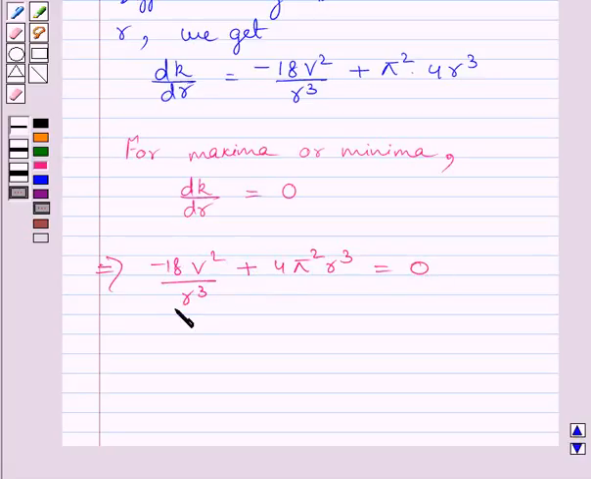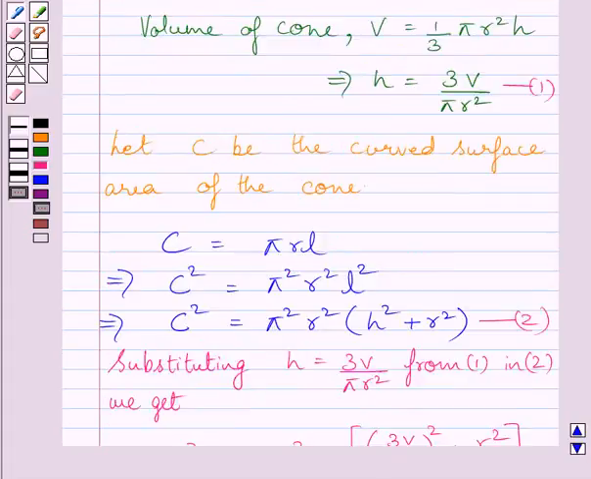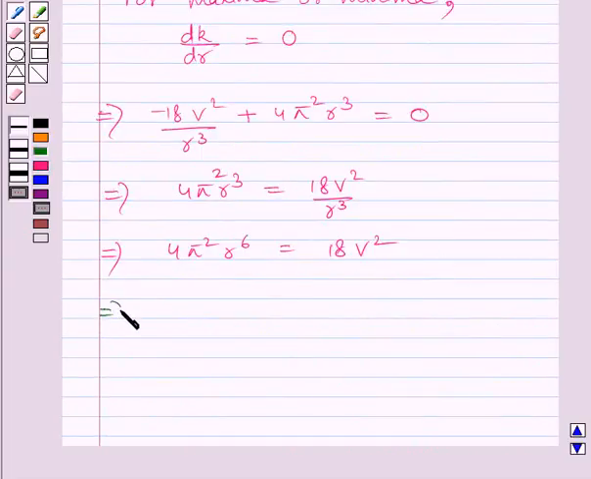Now adding this term on both the sides of this equation, we get 4 pi square R cube is equal to 18 V square upon R cube. Now multiplying both the sides by R cube, we get 4 pi square R raised to the power 6 is equal to 18 V square. Now we know V is equal to 1 upon 3 pi R square H. So we will substitute this value of V in this equation and we get 4 pi square R raised to the power 6 is equal to 18 multiplied by square of 1 upon 3 pi R square H.